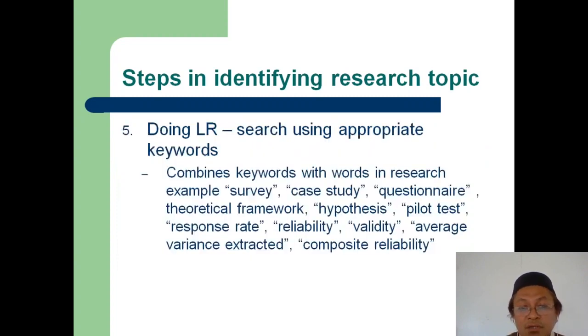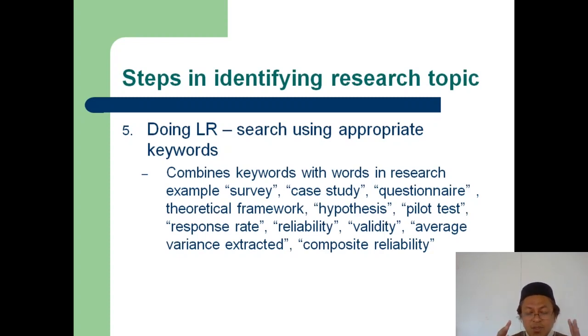Now, from the draft research questions, the next course of action is to identify the appropriate keywords. For example, if the topic is information system development, the keywords that I can use will be system development method, or information system development, or system development methodology, or system development practice. So these are the keywords.